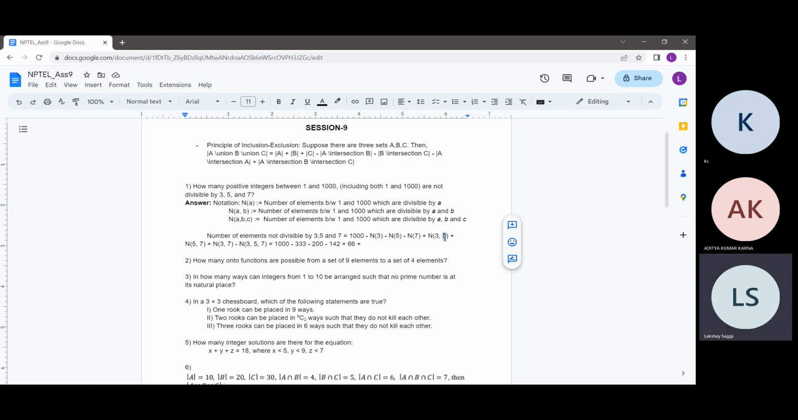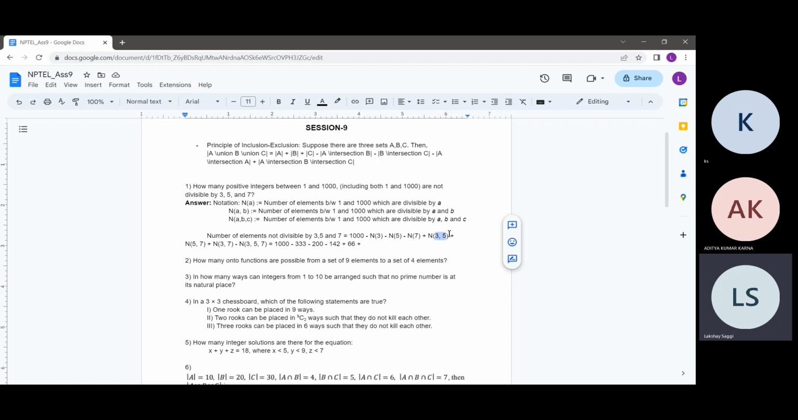I hope you guys get the drift of what I'm saying. Suppose to calculate this number n of a comma b, the number of elements between 1 and 1000 which are divisible by a and b, this value will be nothing but 1000 divided by the LCM of a and b. You can't just directly write the product of a and b. If a and b are co-prime, then their LCM is a into b only. So that's why here the LCM of 3 and 5 will be 15 only, so I can just write 1000 by 15.